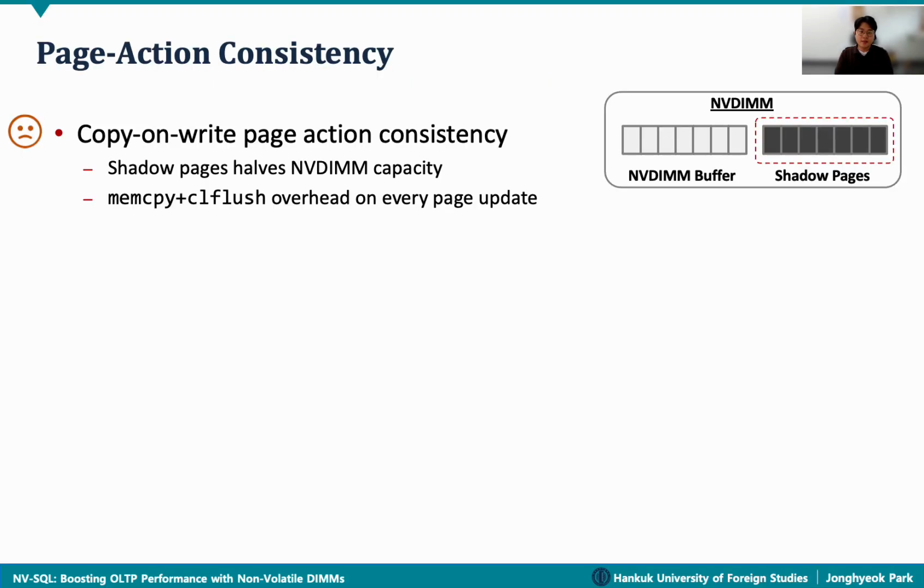To tackle this problem, several approaches have been proposed. The first is the copy-on-write version. This method maintains atomicity-consistent pages as shadow pages using additional space in NVDIMM. However, it does suffer from space inefficiency as well as memory copy and cache flush overhead.